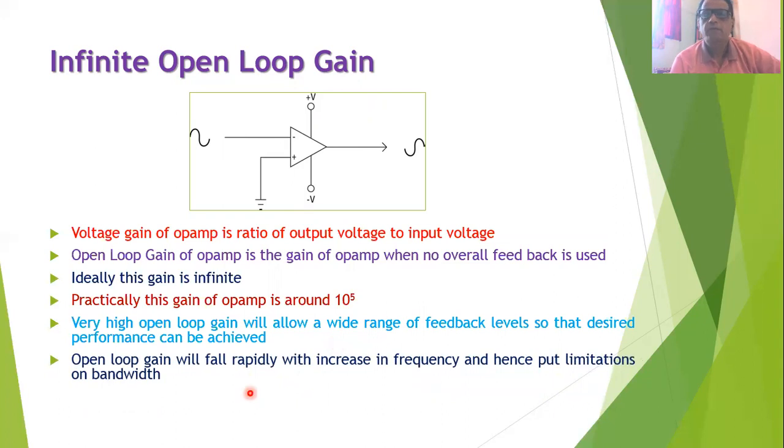You will find that the open loop gain falls rapidly with the increase in the input signal frequency, and therefore it puts certain limitations on the bandwidth of the operational amplifier.